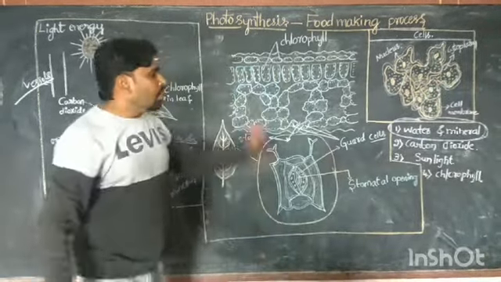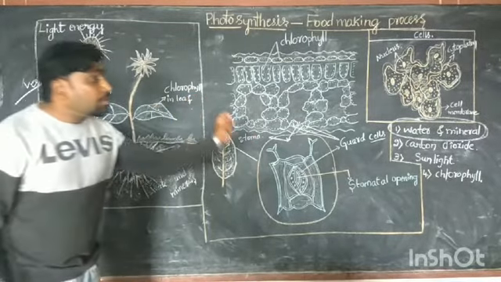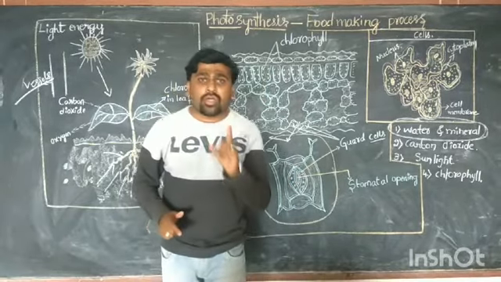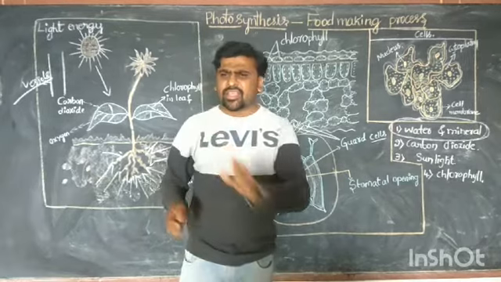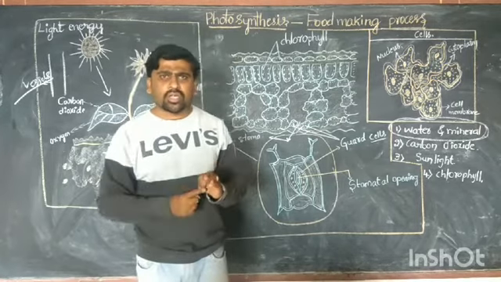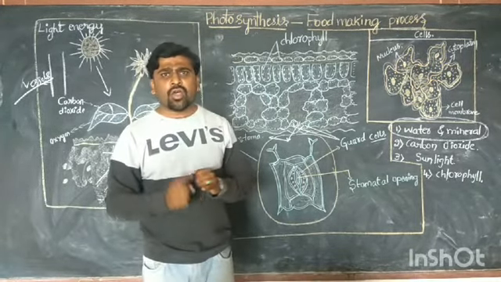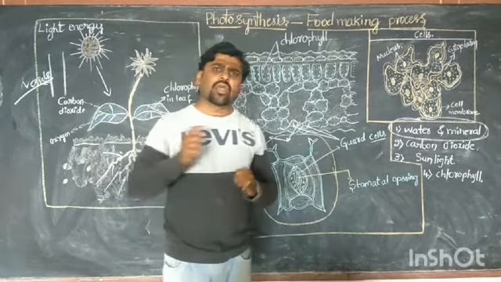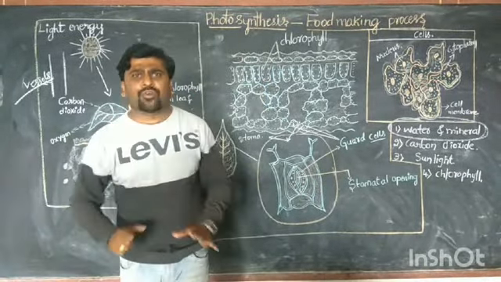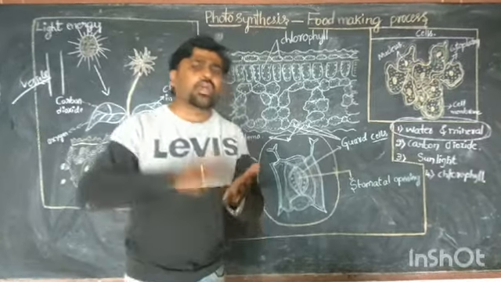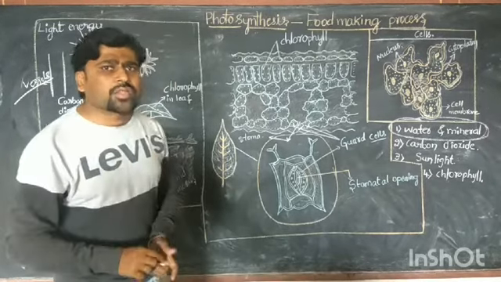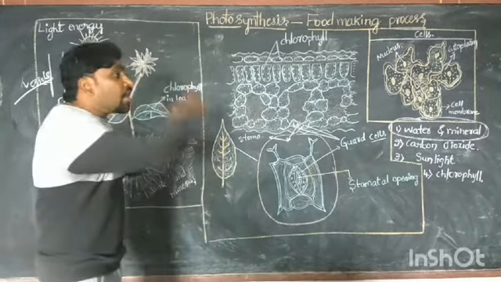Second one, how does the leaf get carbon dioxide? You are already familiar that carbon dioxide is present in the air. Air contains different types of gases: carbon dioxide, carbon monoxide, oxygen, nitrogen, sulfur, neon, etc. There are so many gases present in the air. To prepare food, the leaf needs carbon dioxide, which is present in the air.